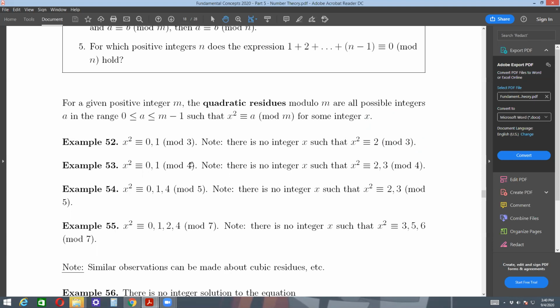Similarly for mod 4, you list x is 1, 2, 3, 4, 5, 6, etc. You square it and look at the remainder. 1 squared gives you remainder 1. 2 squared is 4, that gives you 0. 3 squared is 9, that gives you remainder 1. And it keeps going, so the table will look like 1, 0, 1, 0, 1, 0. You only get 1s and 0s. You will never get a 2 or a 3. So if you're solving an equation and you see a perfect square has to be congruent to 2 or 3 mod 4, automatically, no solution.